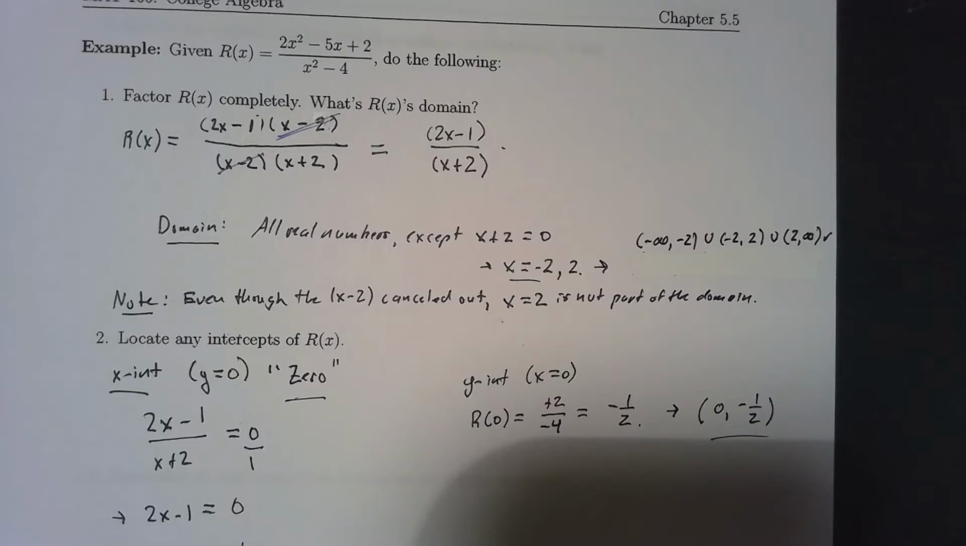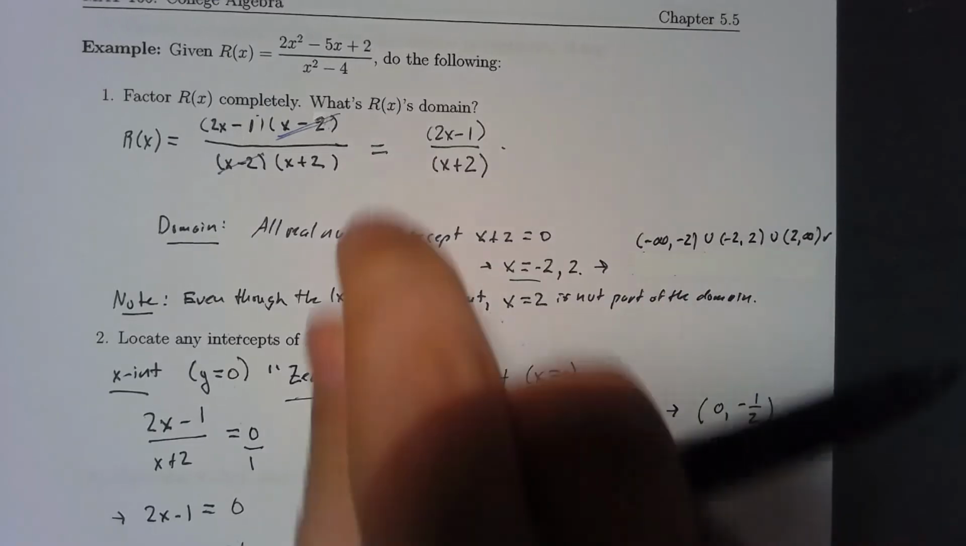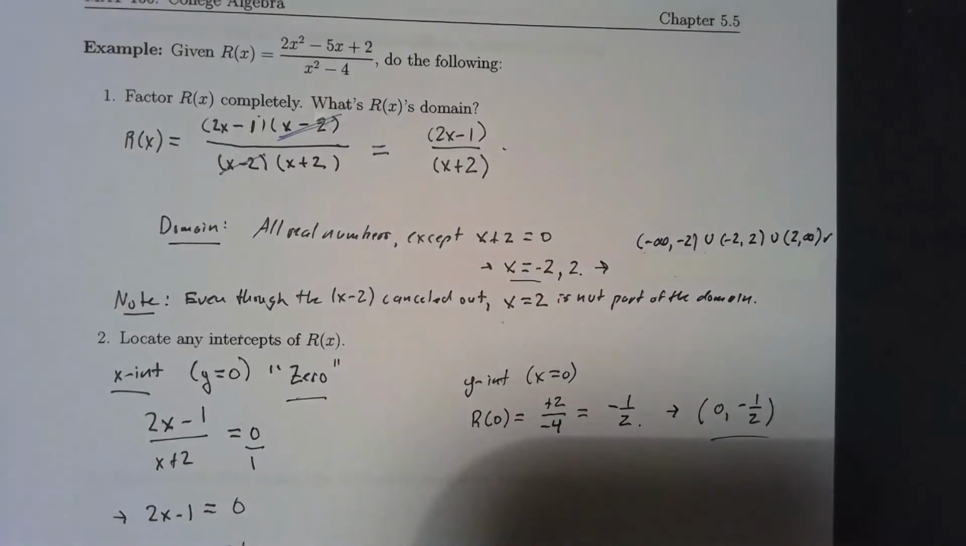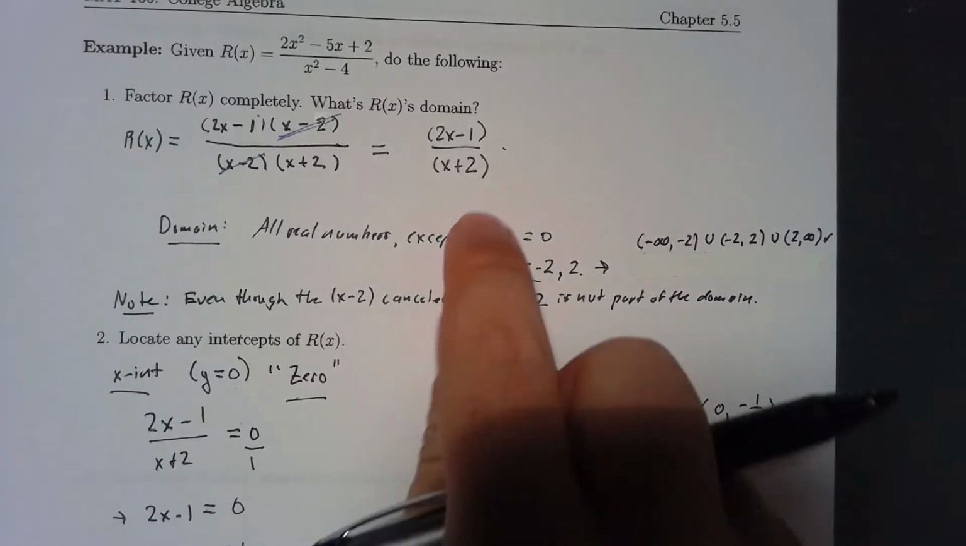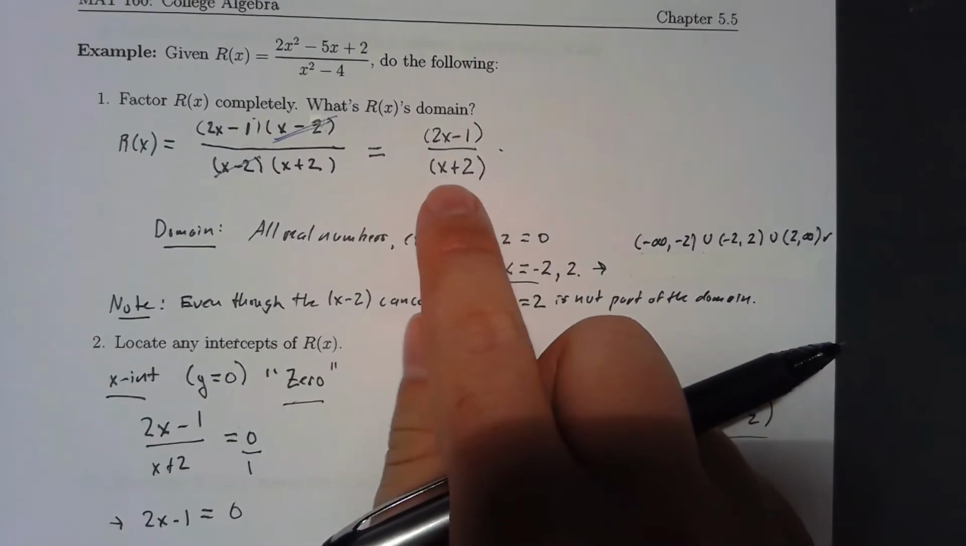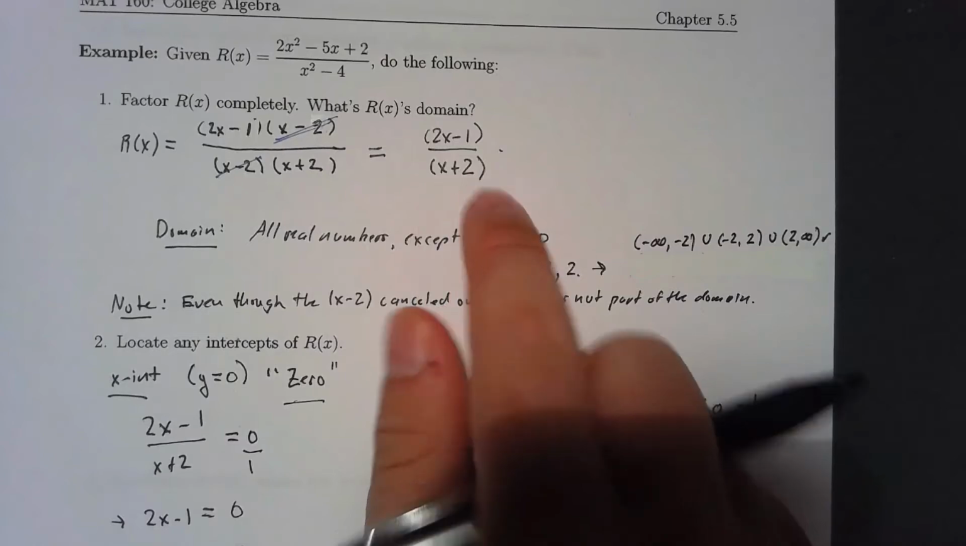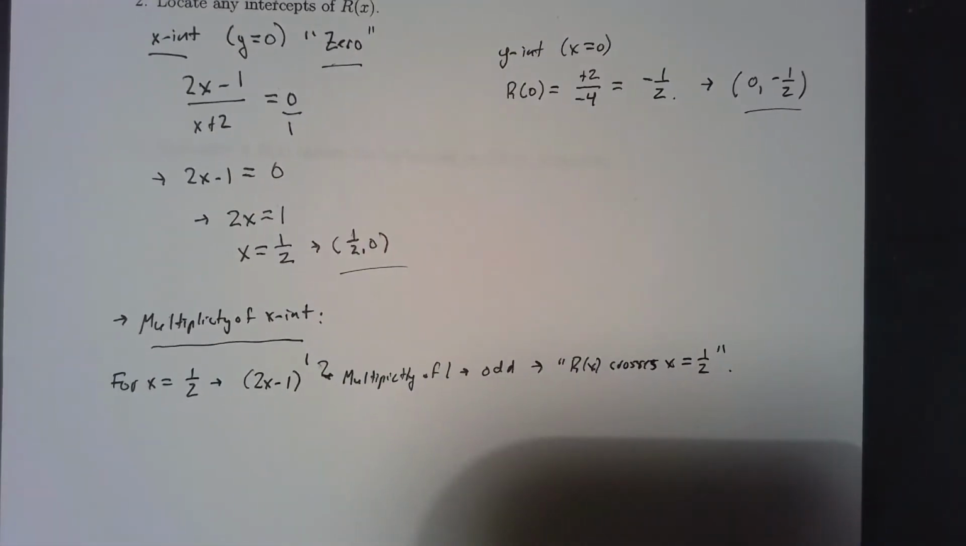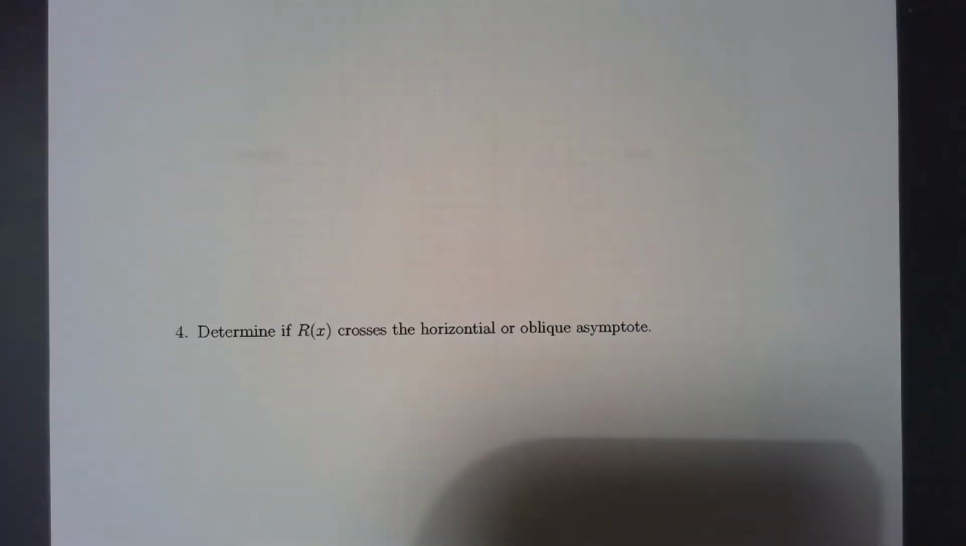Sorry about that. And you can see that if you plug in 2 here, you're going to get 0 in the denominator. Doesn't matter what's in the numerator. Now, when it comes to finding a vertical asymptote, there is only going to be one. That's just going to be x plus 2, which gives you x equals negative 2. Okay, so next page.